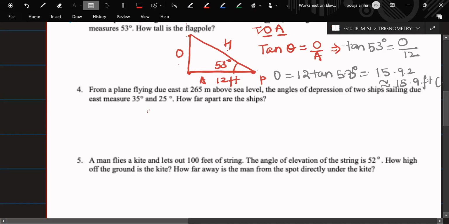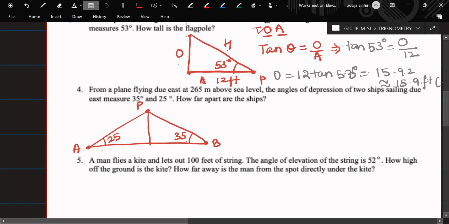Yes. So there is a plane above here. One big triangle split into two triangles? This is a boat, another boat is on this side. Boat A and boat B. And this is your plane. I'll just make two triangles now. On one side it is 25 degrees. On the other side, you were trying to find the hypotenuse, right? How far apart are the ships?